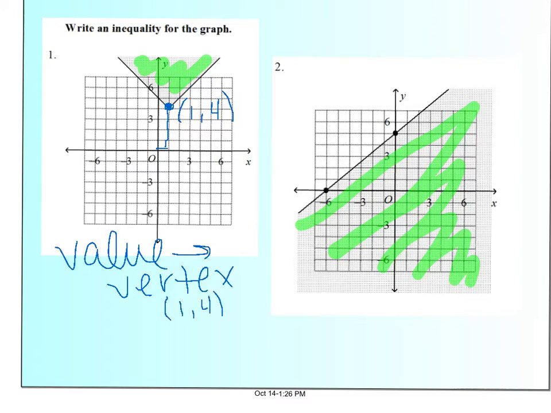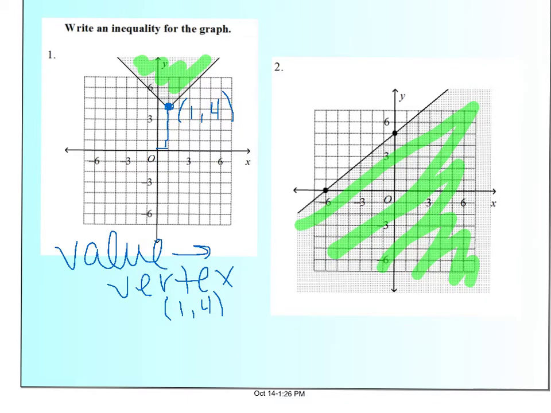Now the other thing that's super important for me to identify is my slope. Now if you notice what's happening on this graph, you're going up 1 and over 1 each time to get to a new point. So my slope is going to be 1 over 1, or just 1.